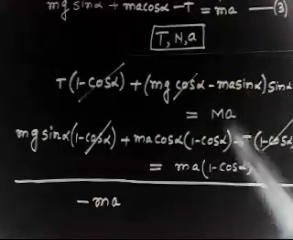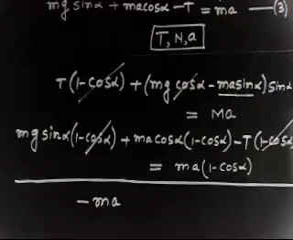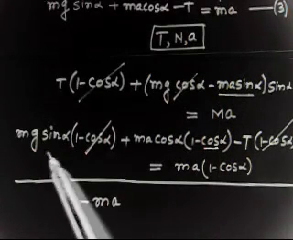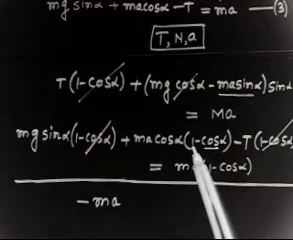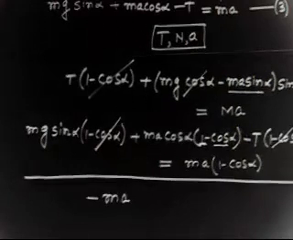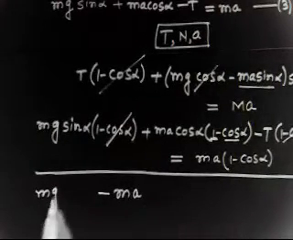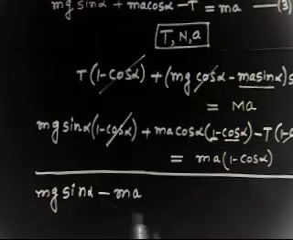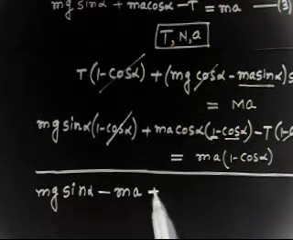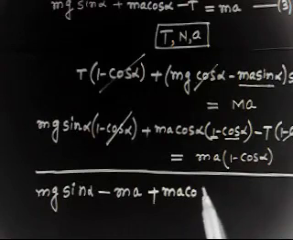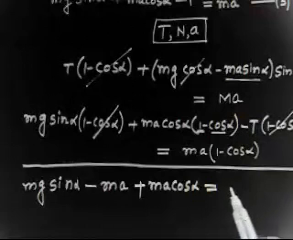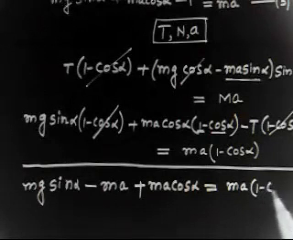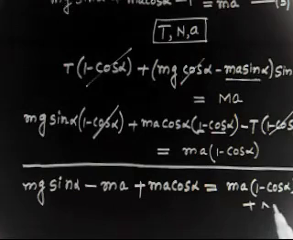Are you getting? So this term we have considered, this term we have considered. Now what are the terms that are left? I have left this term mg sin alpha here, and this term ma cos alpha. So this side the terms left are mg sin alpha minus ma, and plus ma cos alpha. This is equal to this side: ma into 1 minus cos alpha plus ma.